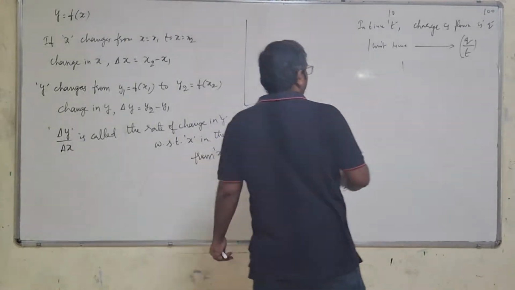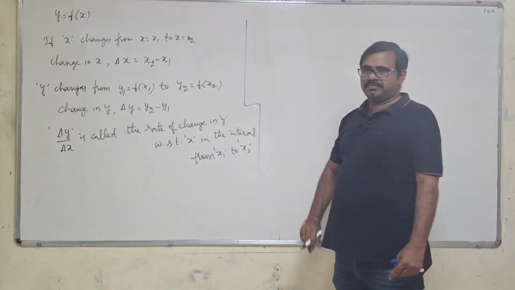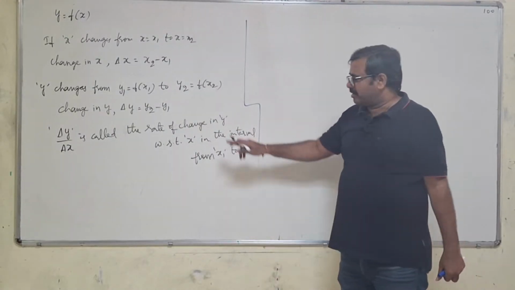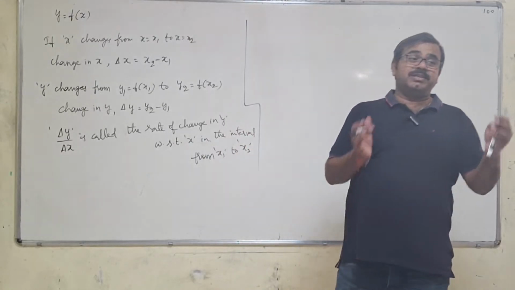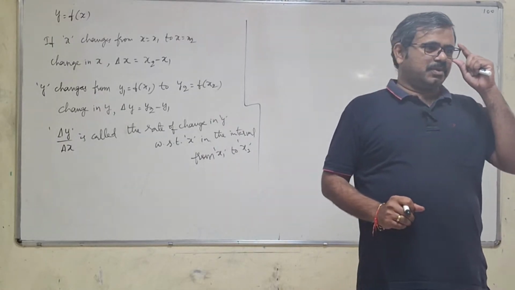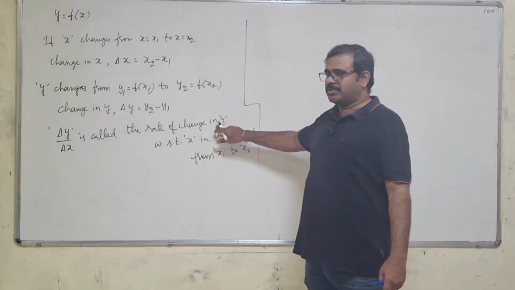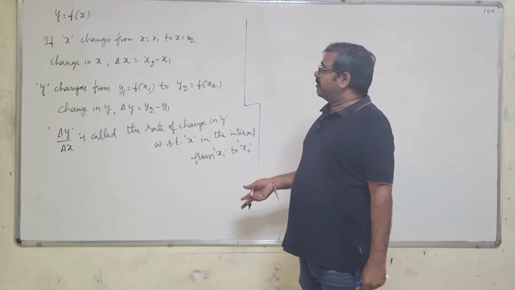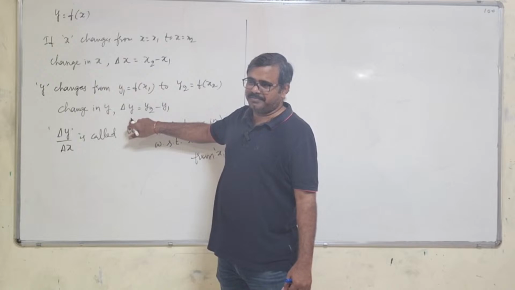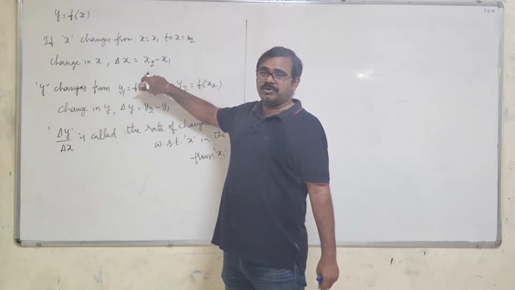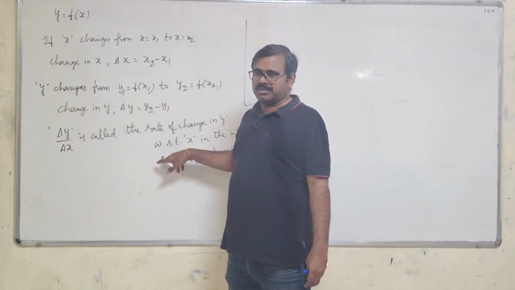Similarly, here, what do we mean by rate of change in y with respect to x? Rate of change in y with respect to x means when x changes by 1 unit, y changes by how much? That's what we mean when we say rate of change in y with respect to x. When x changes by delta x, change in y is how much? Delta y. When change in x is 1 unit, what is the change in y? That is called rate of change in y with respect to x.